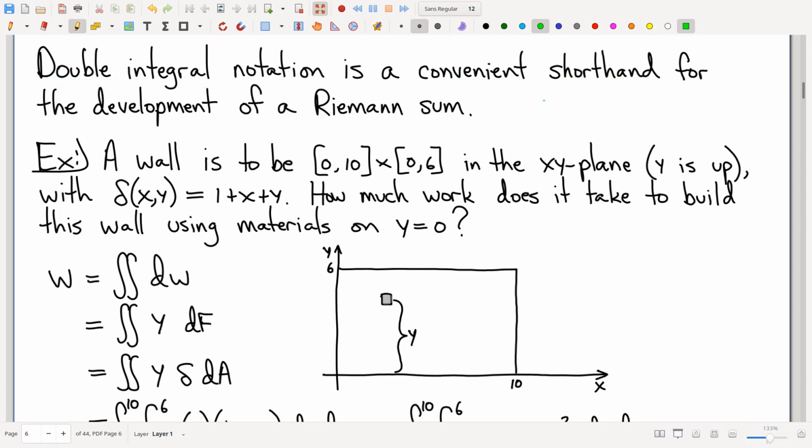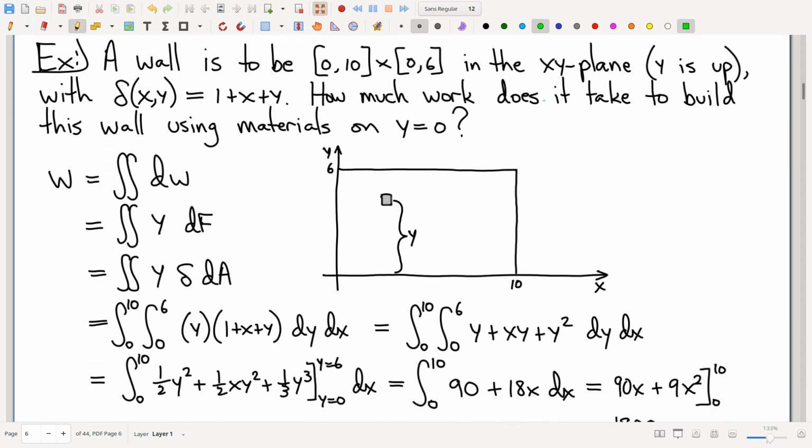Okay, so let's look at this example. We have a wall. The idea is that this is maybe the facade of your house or something like that. And these days they have these really pretty stone facades on houses. Well, the wall in question is 10 feet wide and 6 feet tall, as indicated by that rectangle right there.